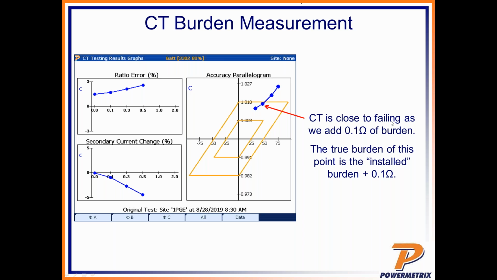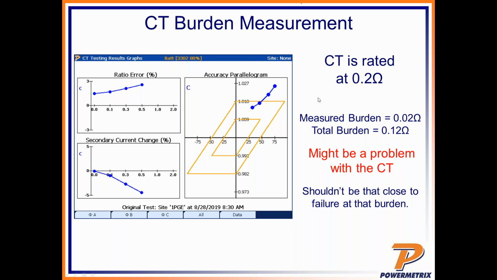Well, the CT is close to failing, okay, as we add 0.1 ohms of burden on this test point right here. Now, what we don't know is the true burden of that, right? The true burden of that test point is whatever the installed burden was, plus the 0.1 ohms that we added to it. So until we know this amount of burden, we don't know what the total burden is here, right?